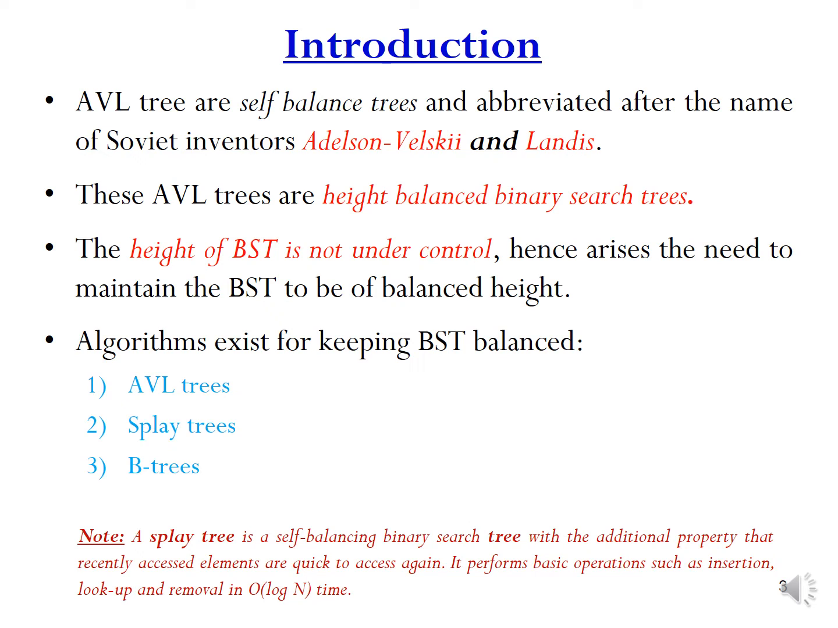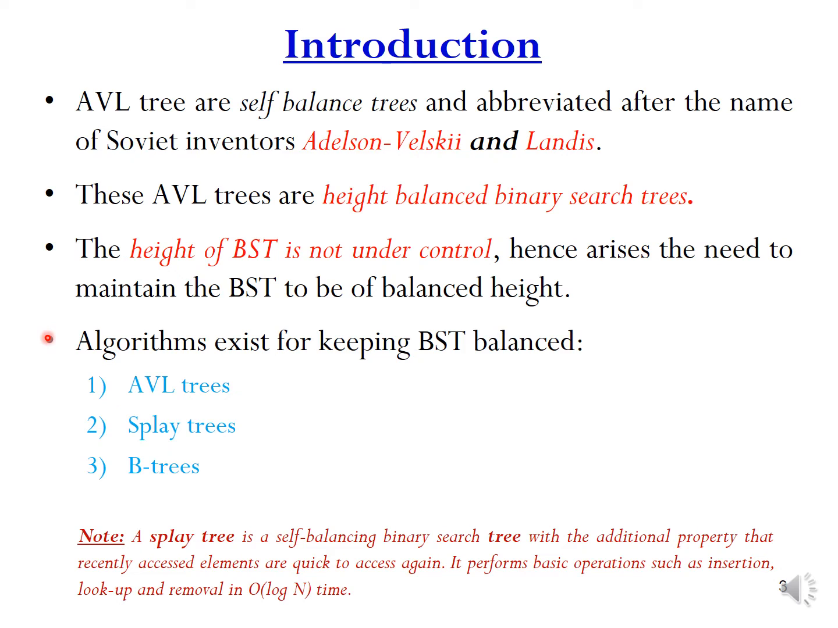AVL trees are basically self-balanced trees, named after the Soviet inventors Adelson-Velsky and Landis. These AVL trees are height-balanced binary search trees. As we know, we were unable to control the height in the case of binary search trees. We can control the height here. That's why they are called height-balanced binary search trees. The height of a binary search tree is not under control. Hence arises the need to maintain the BST to be of balanced height.